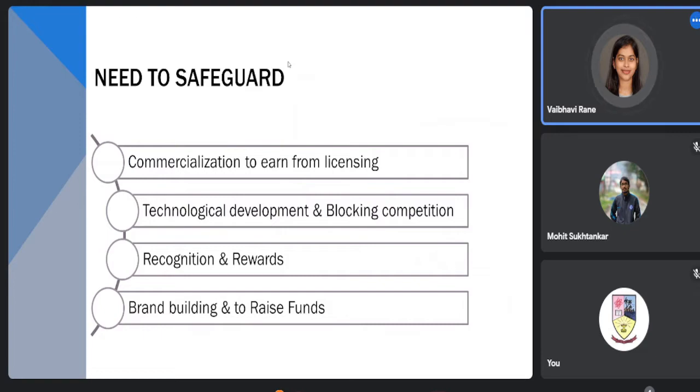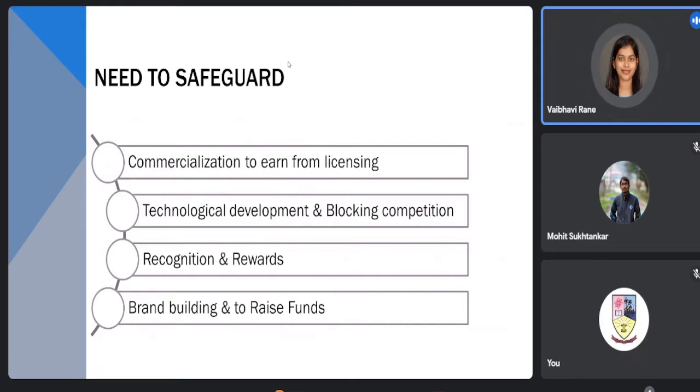For example, there are limitations. You do not get the protection forever. In the case of patents, the term of your protection is 20 years. So for that period of time, you can generate as much revenue as possible using your intellectual property. The third is recognition and rewards.